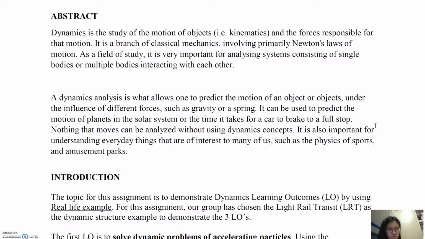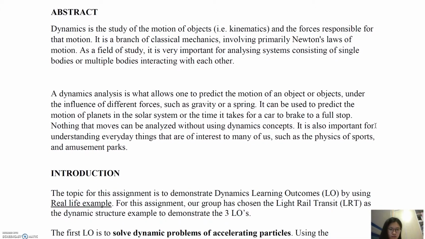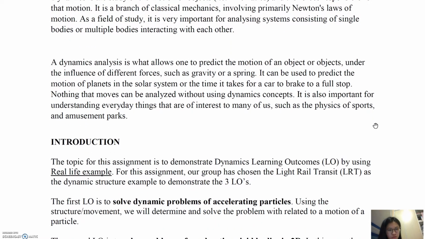It can be used to predict the motion of planets in the solar system, or the time it takes for a car, in our example an LRT, to come to a full stop. So nothing that moves can be analyzed without using dynamics concepts, which means that dynamics is very powerful in describing moving objects.